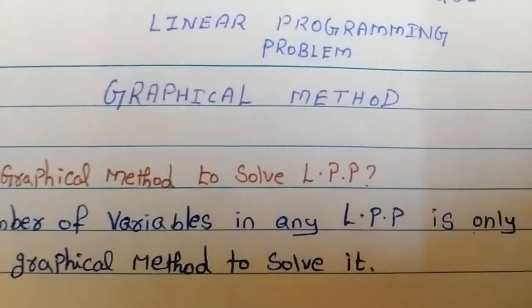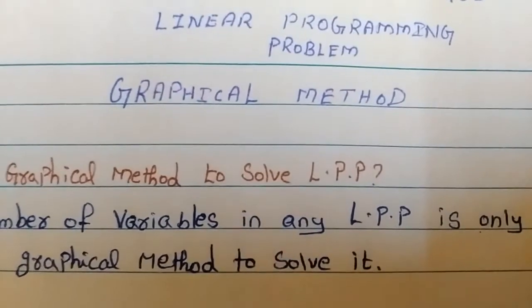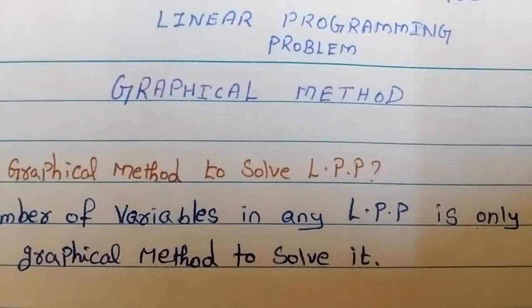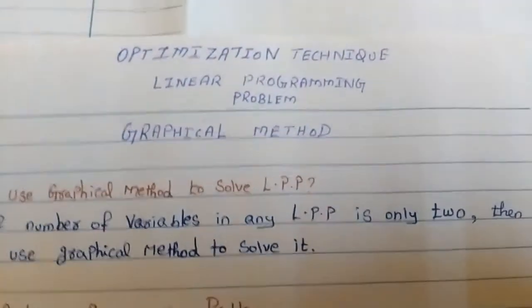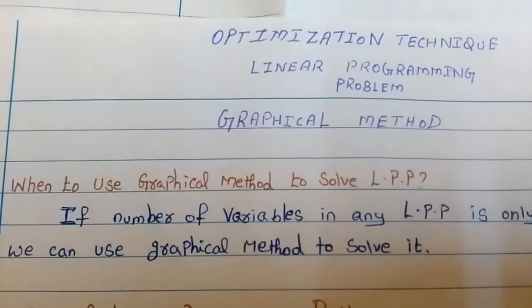Okay, so the variables ரெண்டு இருந்தா மட்டும் graphical method யூஸ் பண்ணலாம். அதுக்கு மேல ரெண்டுக்கு மேல வேரியபிள் இருந்ததுன்னா அப்போ நம்ம graphical method யூஸ் பண்ண முடியாது, இருக்கிற வேற மெத்தட்ஸ் தான் நம்ம யூஸ் பண்ண முடியும். Okay, so when to use the graphical method? If the number of variables is only 2, then we can use the graphical method to solve it.